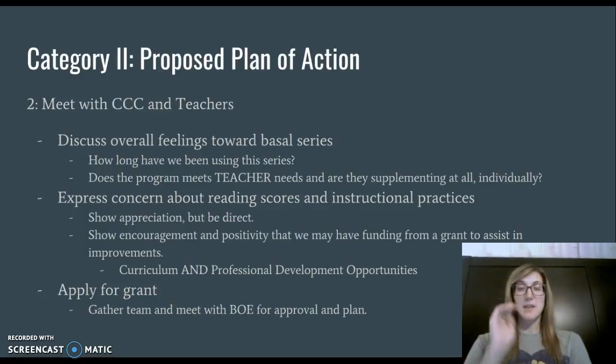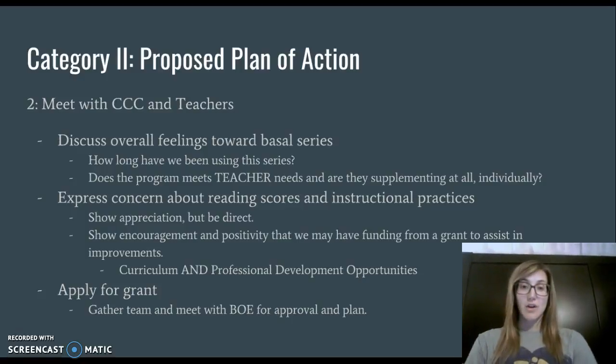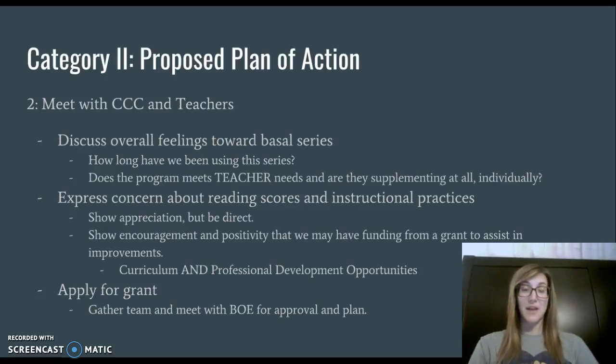Is it time for an update? Do we need to find something that better aligns with our new state standards? And obviously something that better meets the needs of our students. I would then want to express my concerns about our reading scores and the findings from the reading specialist over our instructional practices. Definitely want to proceed with caution to not discourage our teachers.